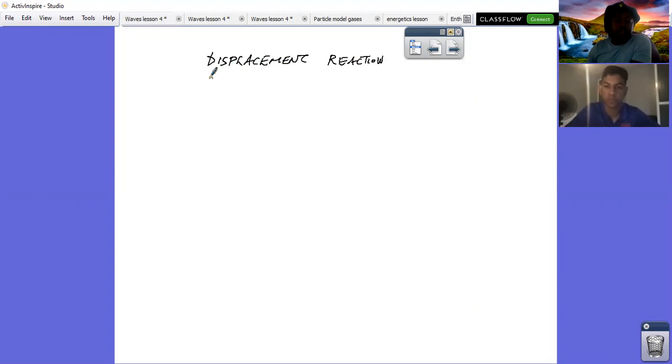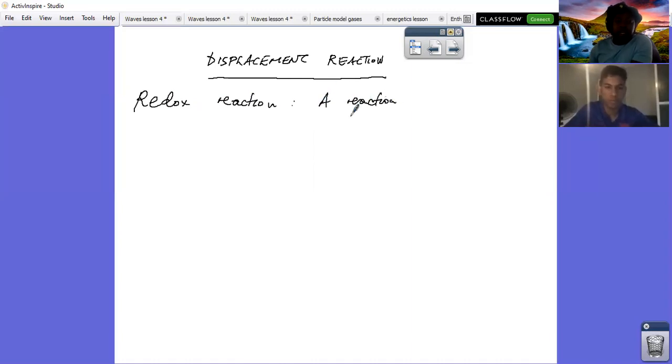To fully appreciate this, we need to revisit our definition first. What do we mean by a redox reaction? It is a chemical reaction, to be very specific, where reduction and oxidation both take place.